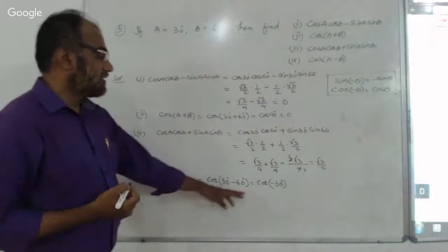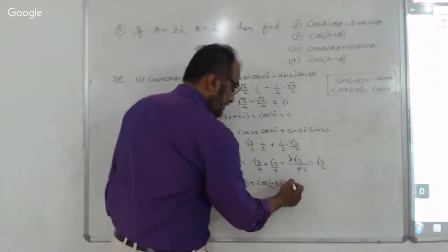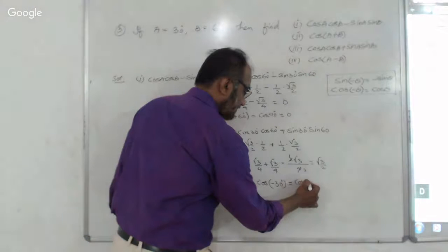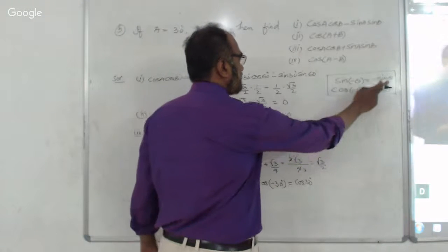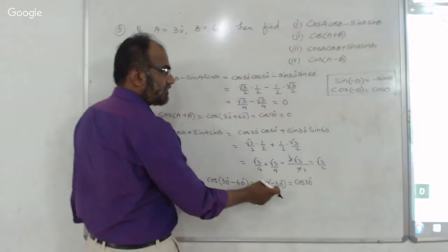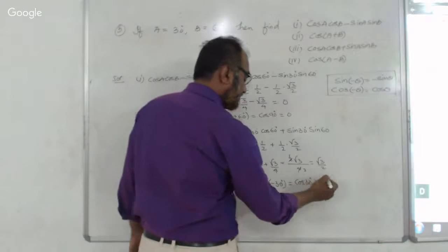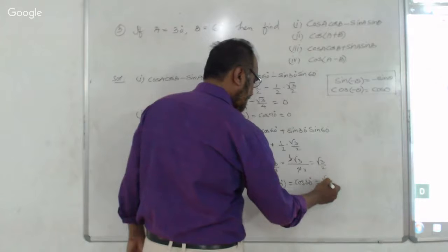So here cos of minus 30 is the same as cos 30, because cos of minus theta is the same as cos theta. So cos minus 30 is the same as cos 30, and the value of cos 30 is root 3 by 2.